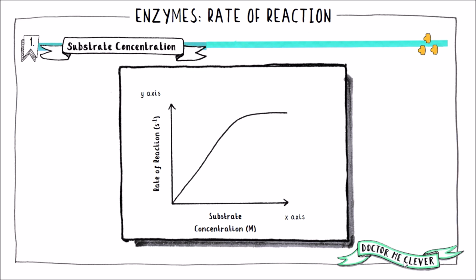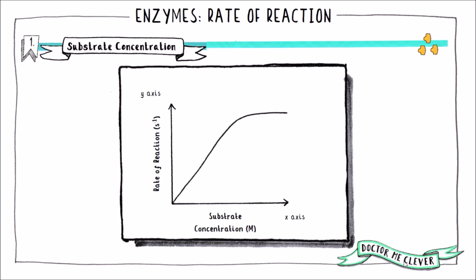So if we had a series of test tubes, each containing the same concentration of enzyme, but if we added a different concentration of substrate to each of these test tubes and then plotted the rate of reaction in each tube against the substrate concentration, we would get a graph that looks a little bit like this.